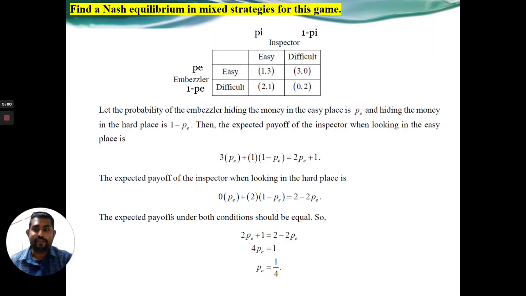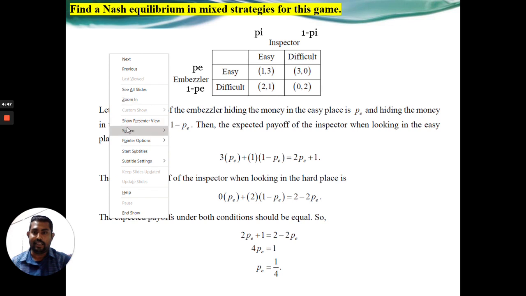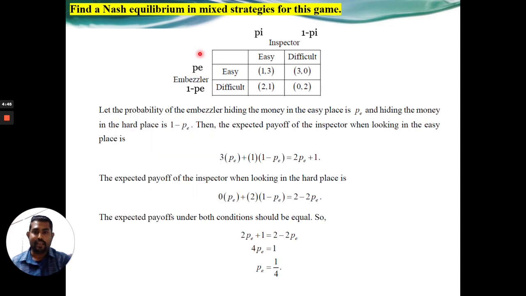Let's look at question number B. In question B, they ask us to find a Nash equilibrium in mixed strategy for this game. So first of all, you just take back the same table between embezzler and inspector, but now rather than putting in the values, because in this question they ask us to find the mixed strategy.